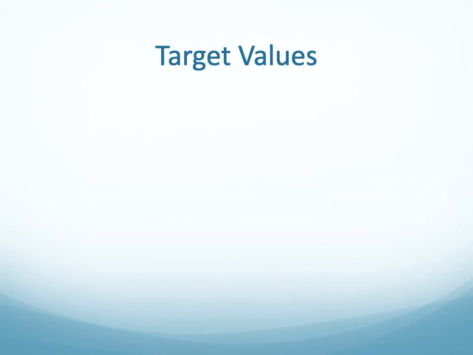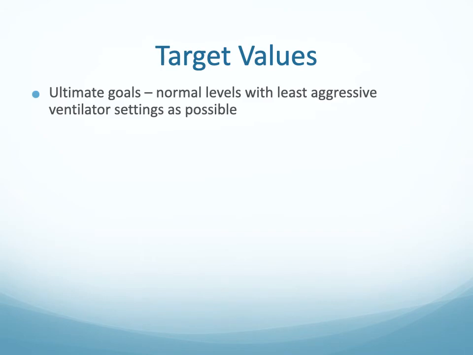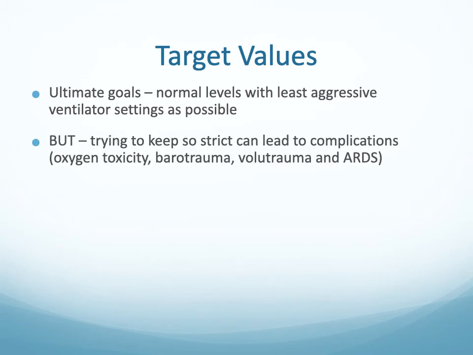Okay, so your target values on your patient. These are really important. These tell you that you are adequately mechanically ventilating the patient. Now, traditionally, our goals are to have normal values with the least aggressive ventilator settings possible. And that's still true. What they have found is that trying to be really strict with keeping normal levels can lead to complications, because we increase the oxygen level and we get oxygen toxicity.